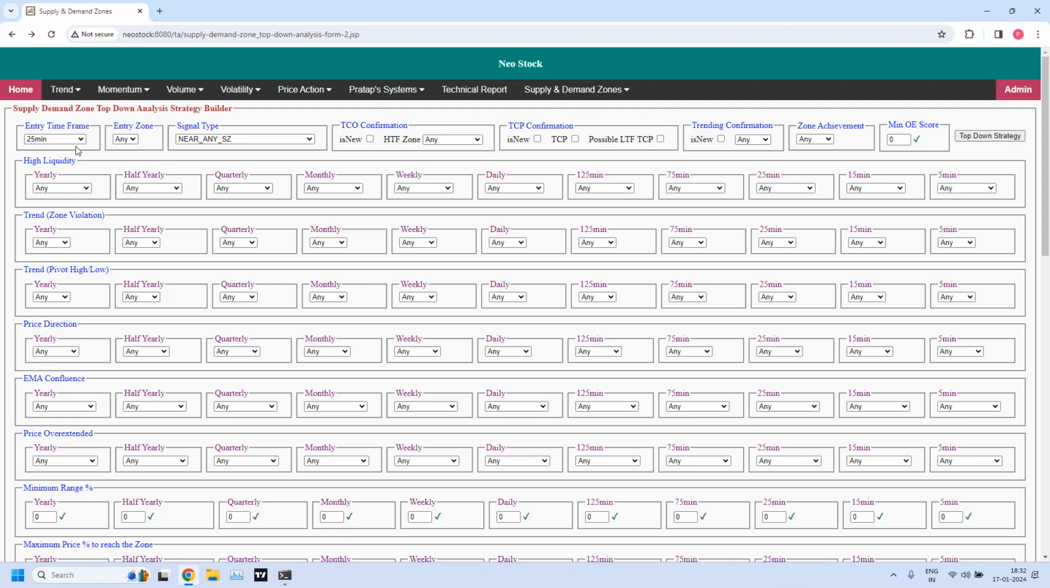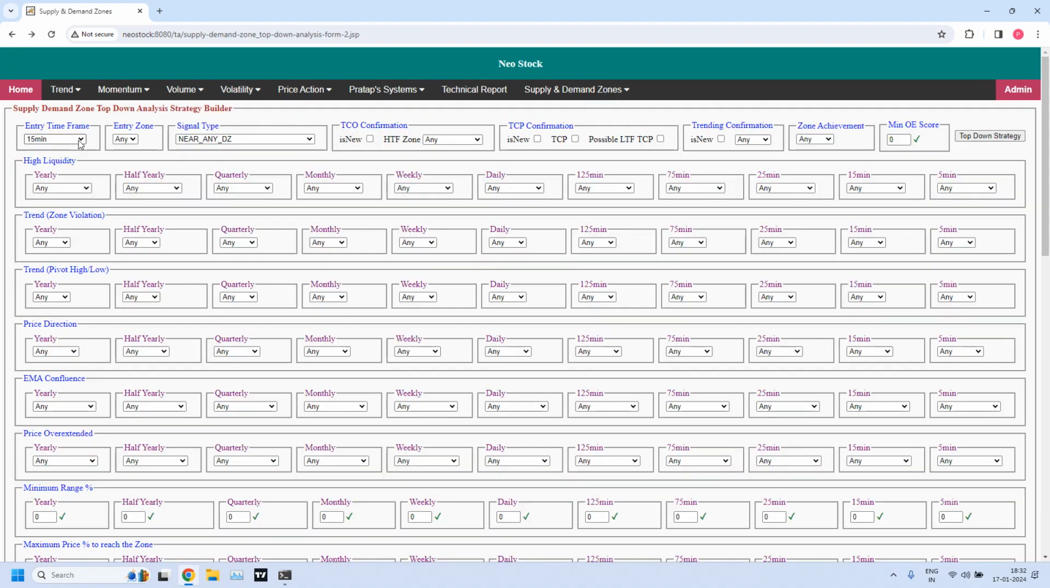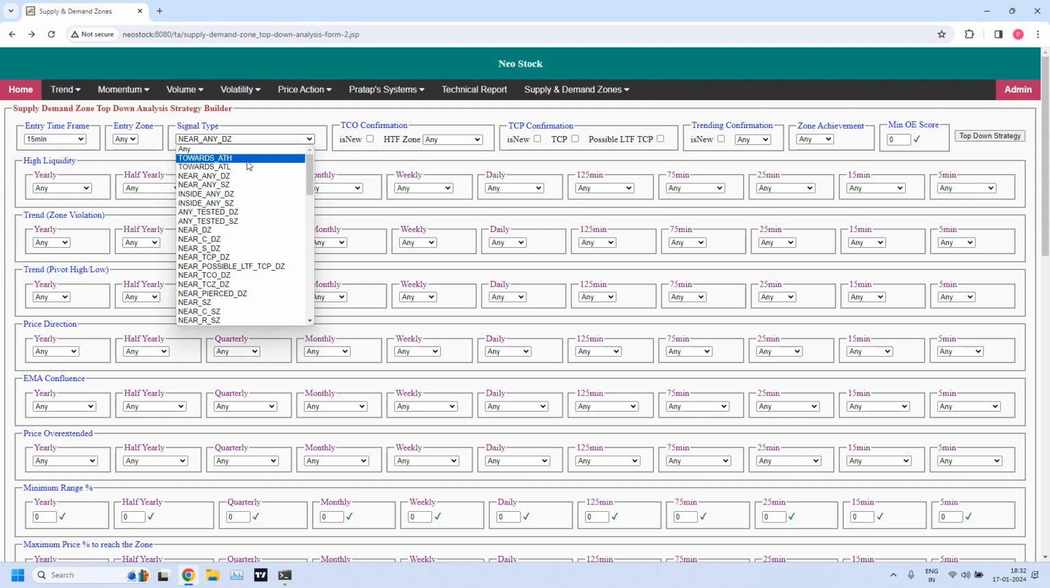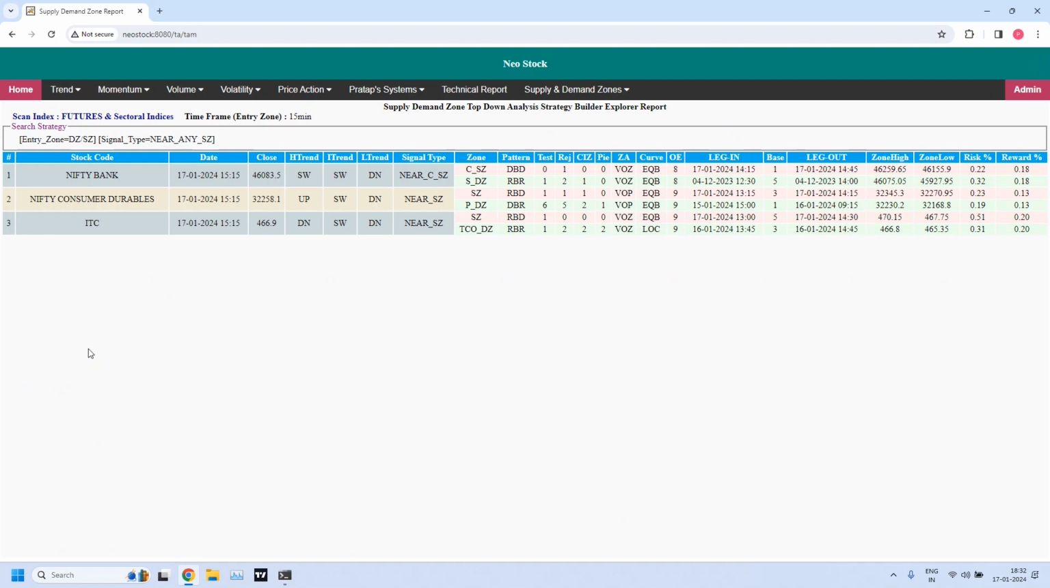So let's go back. Let us change the time frame to 15 minutes. Let us find the stocks near 15 minutes demand zone. These 3 stocks are near 15 minutes demand zone. Let me go back. For 15 minutes time frame, let us find the stocks near 15 minutes supply zone. So these 3 stocks are filtered.